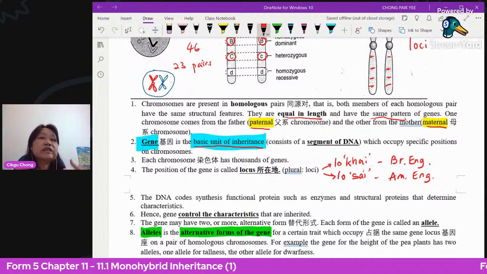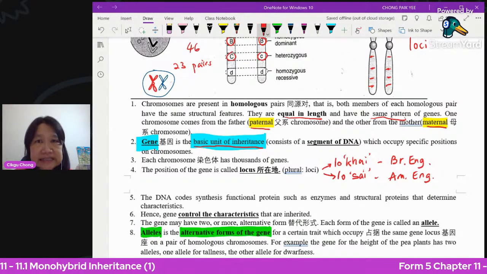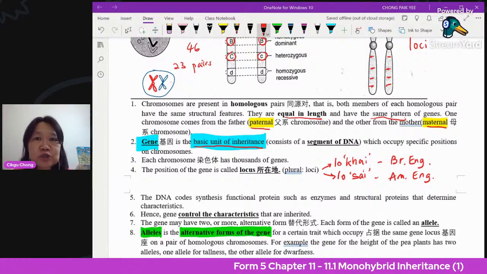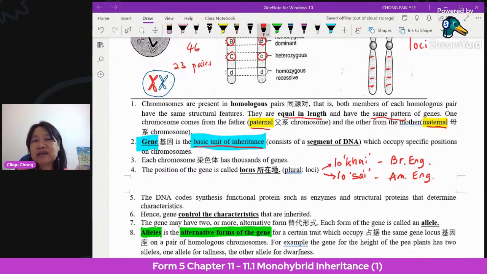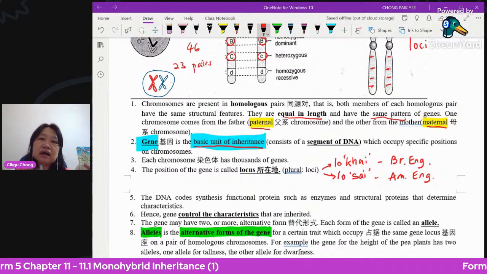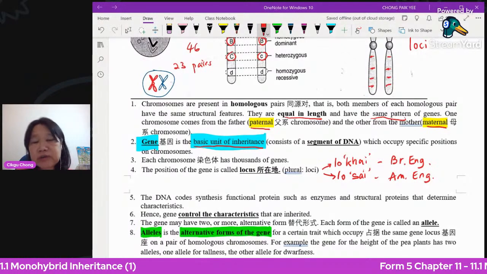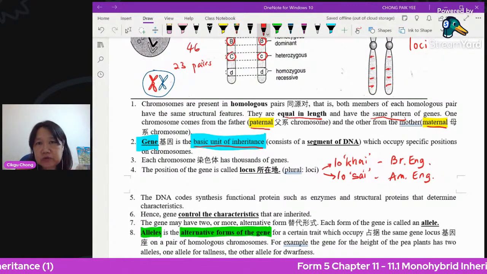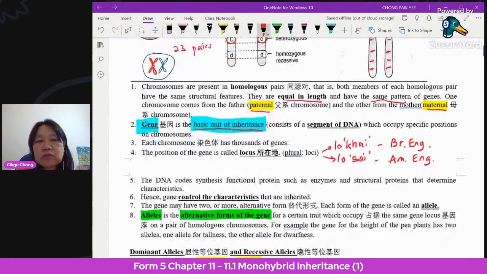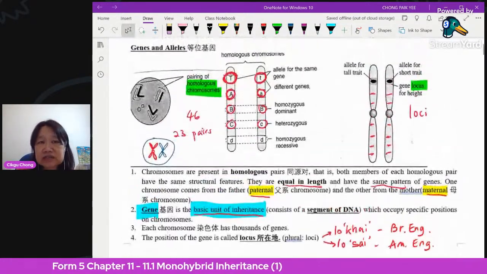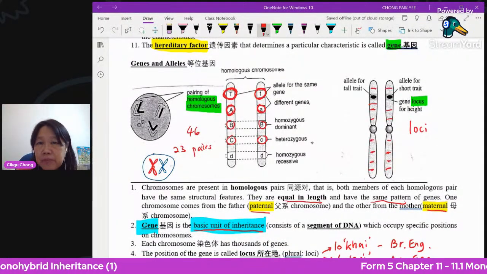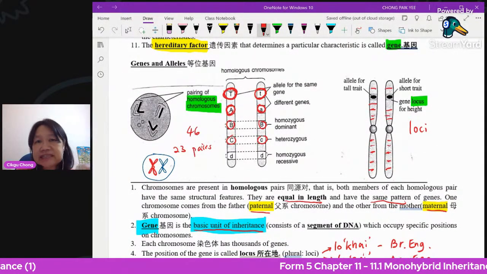Of course, you can also induce melanin by going under the sun. That's the reason why the more sun you're exposed to, the darker you get. That is environmental influence. But skin color, some is also because of what you're born with. That means your body can produce that melanin, whether more or less. So each chromosome has thousands of genes. In your chromosome, it has the possibility to have many, many genes inside there.